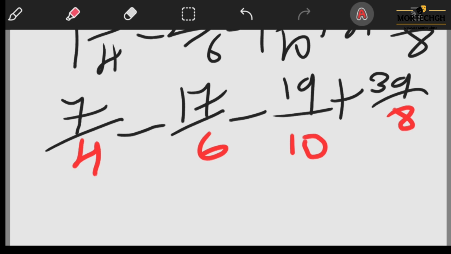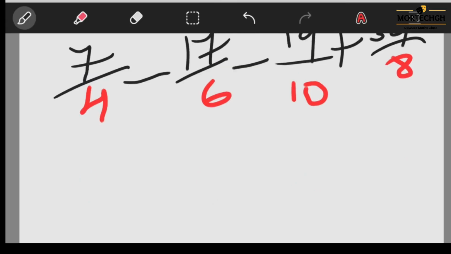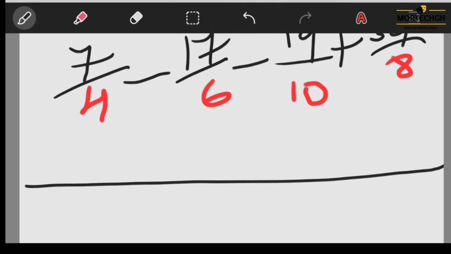So now, to go further, we have to find the LCM of 4, 6, 10, and 8, right? First of all, I have to find the multiples of 4, find the multiples of 6 next, find the multiples of 10 next, and find the multiples of 8. After finding the multiples of each of the denominators, you find the common multiples among them, after which you take the least common multiple. You write the least common multiple down. So for example, my least common multiple is 480.